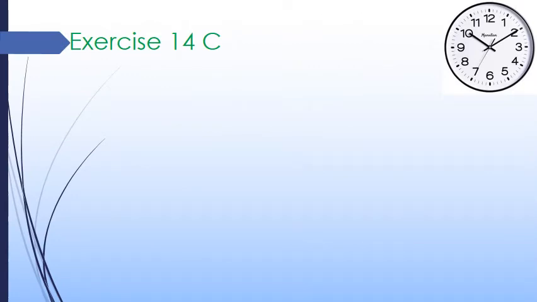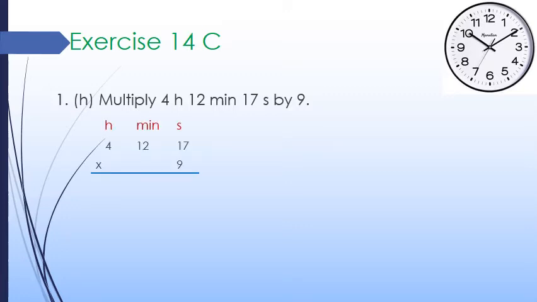Now let's come to the next question. It is H part of question number 1. Multiply 4 hour 12 minutes 17 seconds by 9. So let us see how we will do this. We will again do the multiplication of hour, minutes and seconds separately, starting from the multiplication of seconds. So 17 seconds multiplied by 9 is equal to 153 seconds. 12 minutes multiplied by 9 is equal to 108 minutes, and 4 hour multiplied by 9 is equal to 36 hour. So the product is 36 hour plus 108 minute plus 153 seconds.